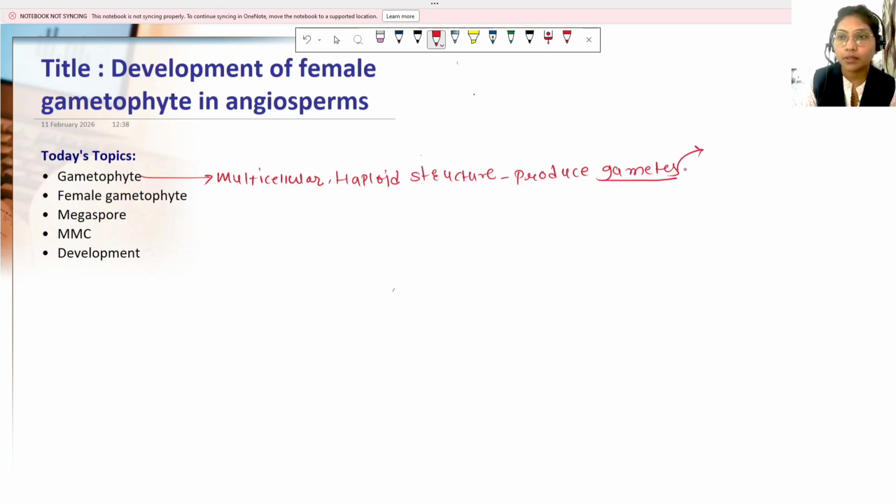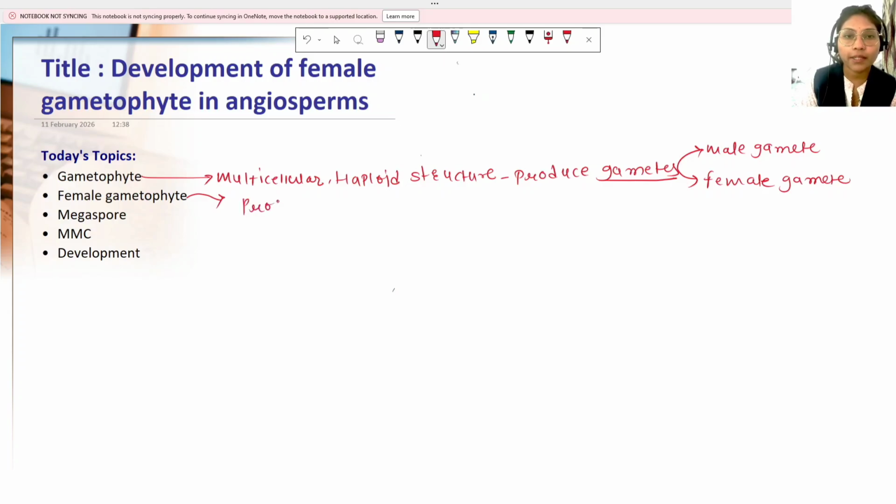Now gametes are of two types: male gamete and female gamete. What is gametophyte in angiosperm? Gametophyte in angiosperm or gametophyte in plant is a multicellular structure. It's a haploid structure, that means a single set of chromosomes will be there, and it produces gametes, male gamete and female gamete. Okay, clear?